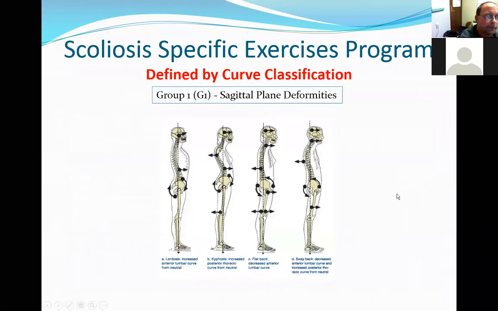Again, these are your sagittal view deformities. You can see those different ones there: the increased lordosis, your increased kyphosis, your flat back, and then of course your sway back. All those can also be addressed through this program.